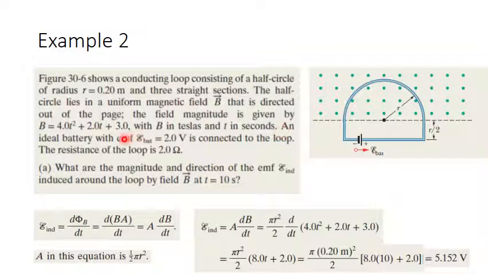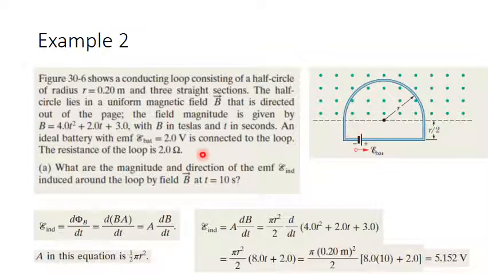Now an ideal battery with EMF of 2 volts is connected to the loop. Here is a battery with 2 volts connected to the loop. And the resistance of the loop is 2 ohms. The resistance of the complete loop is 2 ohms.